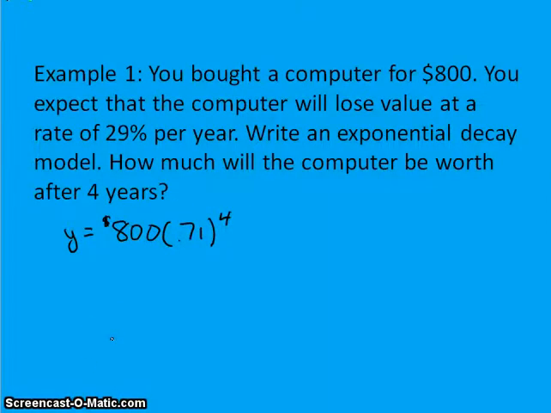So 0.71 raised to the 4th power is 0.254, times 800 is $203.29. That is the value of the computer after 4 years, decreasing in value 29% per year.